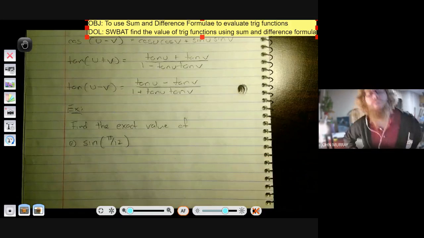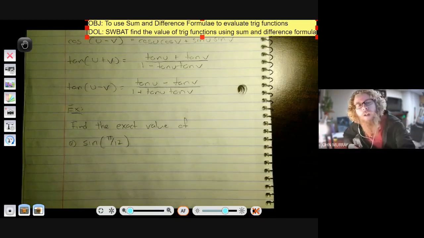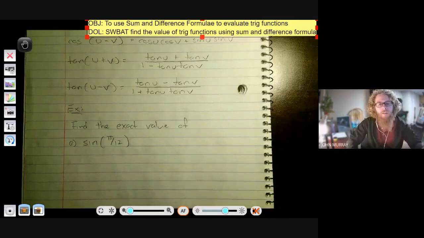So we're going to do something also a little different. I've mentioned this in the past, but we are going to find the exact value, which means if we have a radical, if we have a square root, we're going to leave it like that, and we're just going to simplify the expression. We're not going to calculate and get a decimal answer. Okay, so I want to find the exact value of the sine of pi over 12.